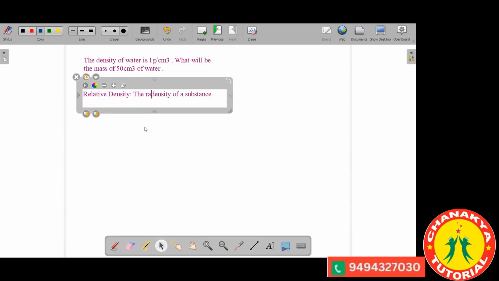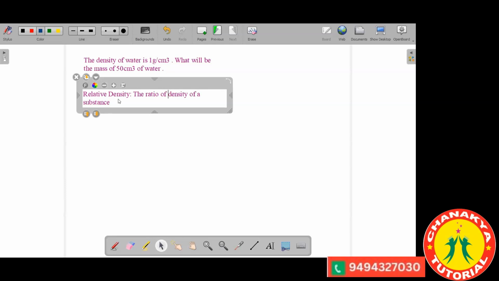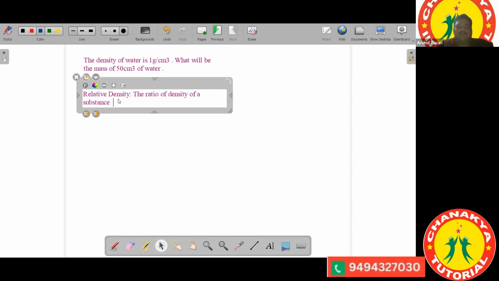So is it 50 grams of water? Yeah, that would be equal to 50 gram of water. Okay. So next one is the ratio of density of a substance with density of water, which is called relative density. So this is another concept.